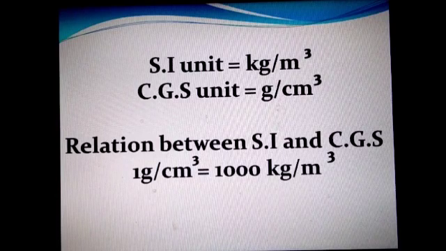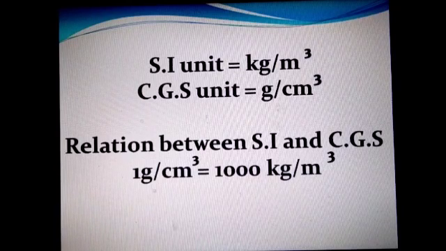We know that the SI unit of mass is kg and the SI unit of volume is meter cube. So, the SI unit of density is kg per meter cube. In the SI system, the unit of mass is kg and the unit of volume is meter cube. So, the SI unit of density is kg m to the power minus 3, or kg per meter cube, and its CGS unit is gram per centimeter cube.